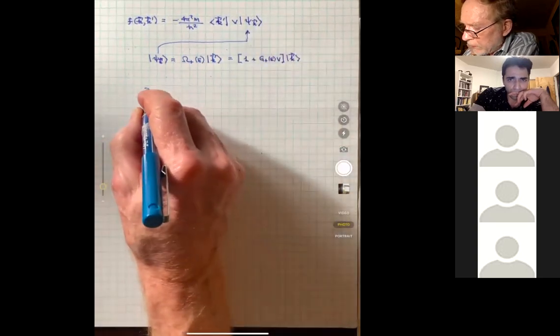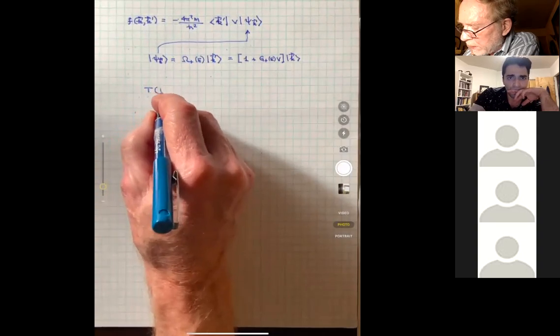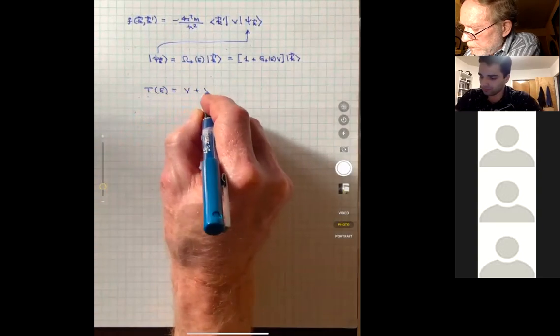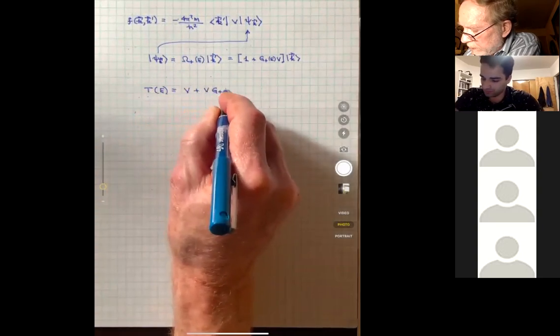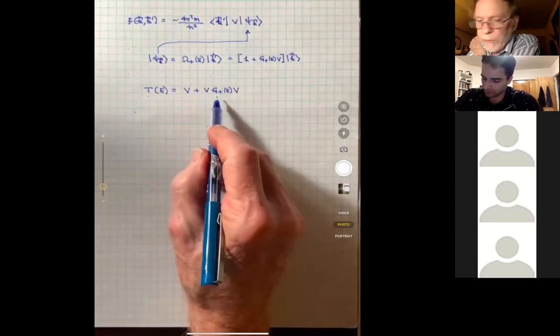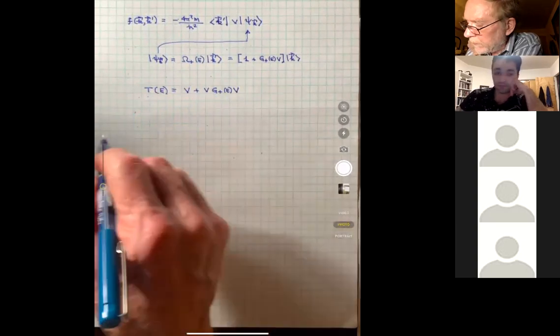And this leads to a definition of an operator called T. It's called a T matrix or T operator. It's parameterized by the energy. And T is given by the potential V plus V times G plus of energy E times V. The second term has the exact Green's operator for the system with the potential energy sandwiched on the two sides.